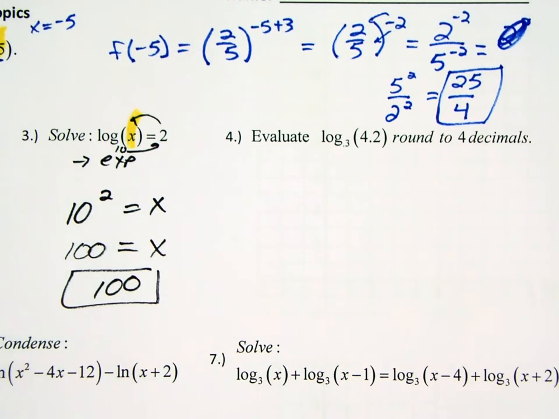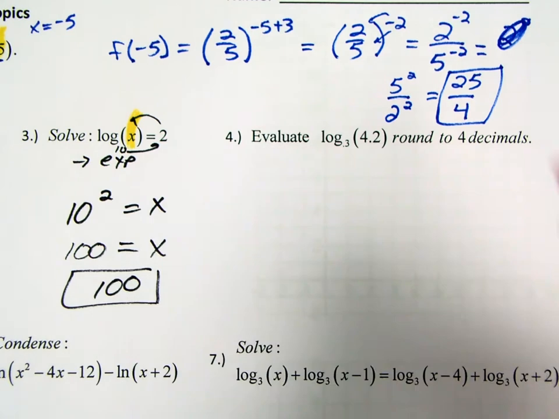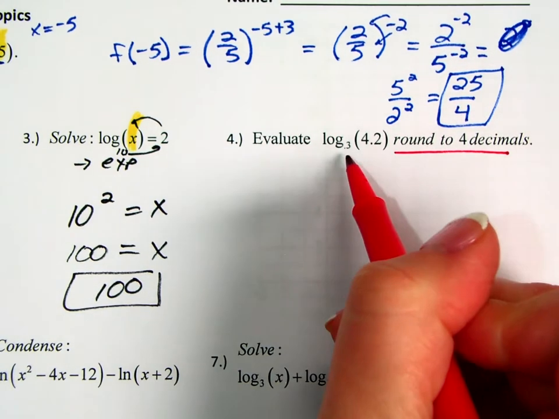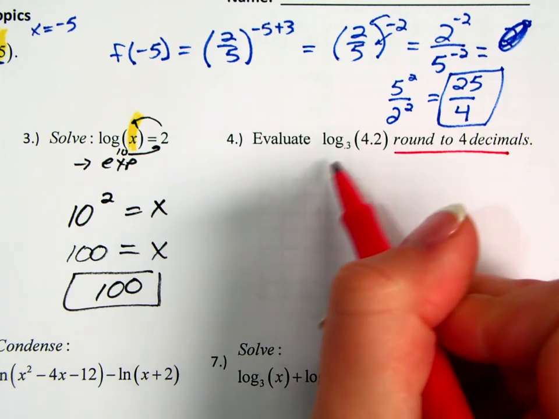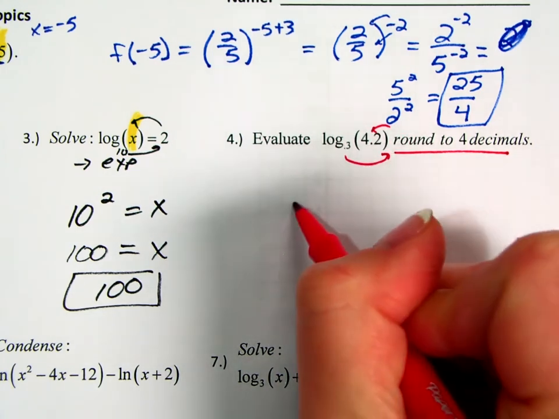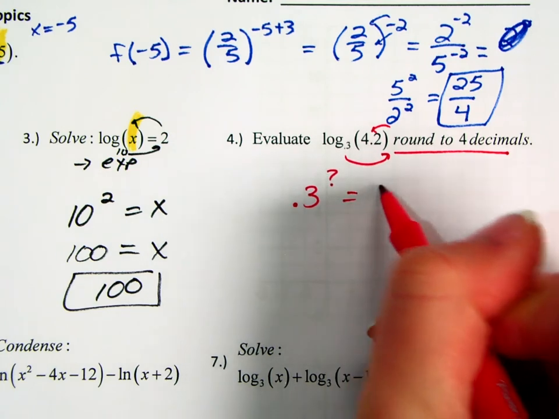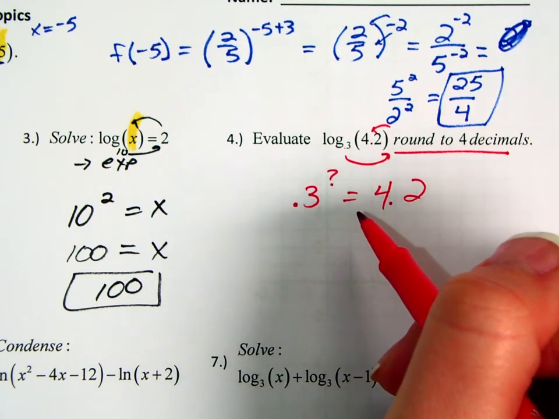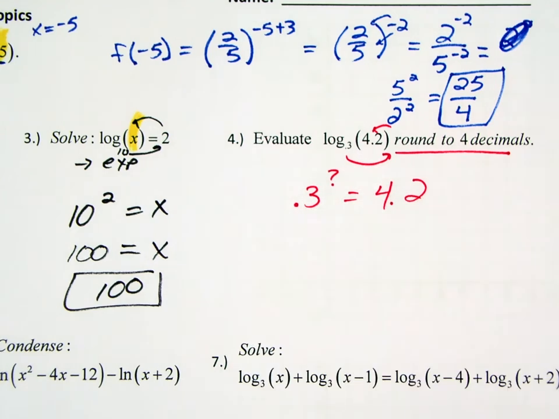All right, number 4. Evaluate. Now this one is specific because it says to round. The reason why it does that is I could try and do this on my own, right? Really, it'd be 0.3 to some power is equal to 4.2. But I can't figure that out because it's a decimal, and really, even if I got rid of the decimals, 3 to some power equaling 42, I have no clue what that would be.